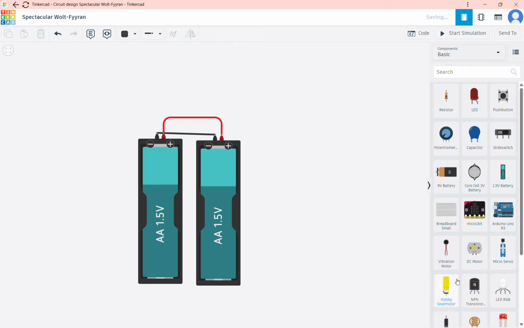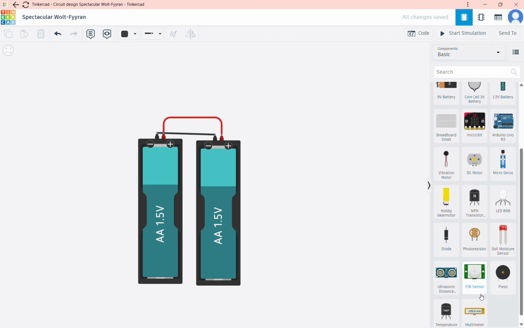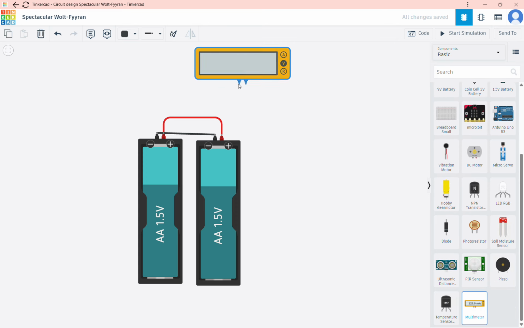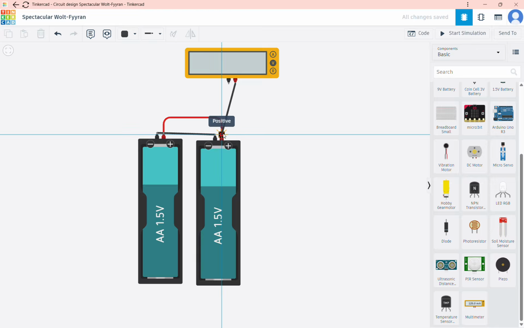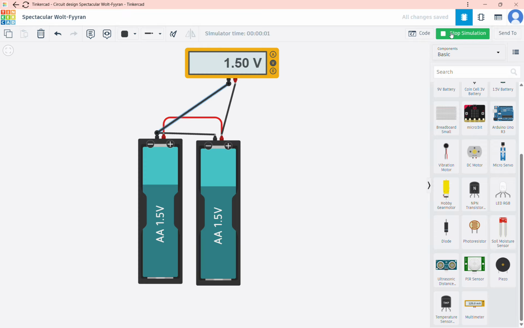Now if I connect this to a multimeter and read, the voltage for this will be 1.5, but the current is what's going to change. So let's get a multimeter and check if what I'm saying is correct. I connect the positive to the positive terminal of one, and the negative to this negative, and I run the simulation to see if what I'm saying is true. So I get 1.5 volts. So that's parallel. Now for the current, it's going to change.